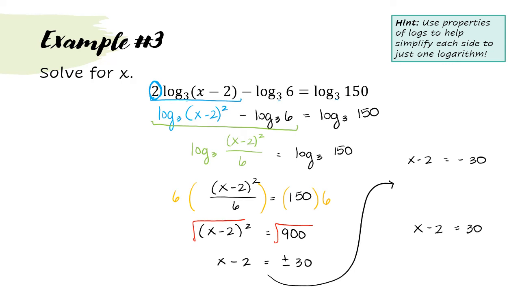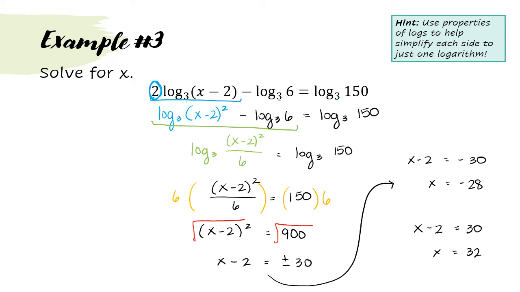So of course, if we add 2 to both sides, we'll get x is equal to negative 28, and x is equal to 32. So are both of those valid answers? This is where I'm going to refer back to what I talked about a few slides back, where the value that we're taking the log of, and the base of our log, always need to be positive.